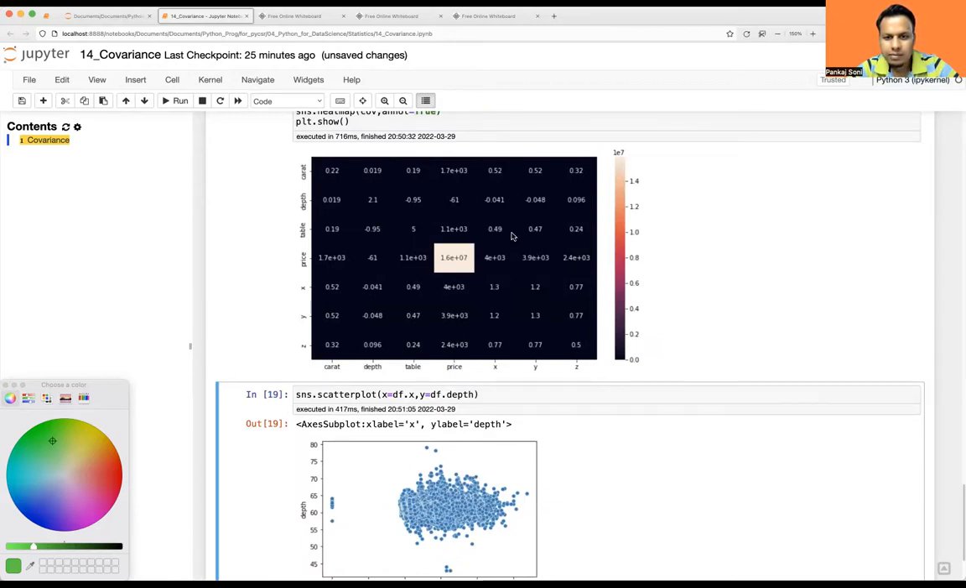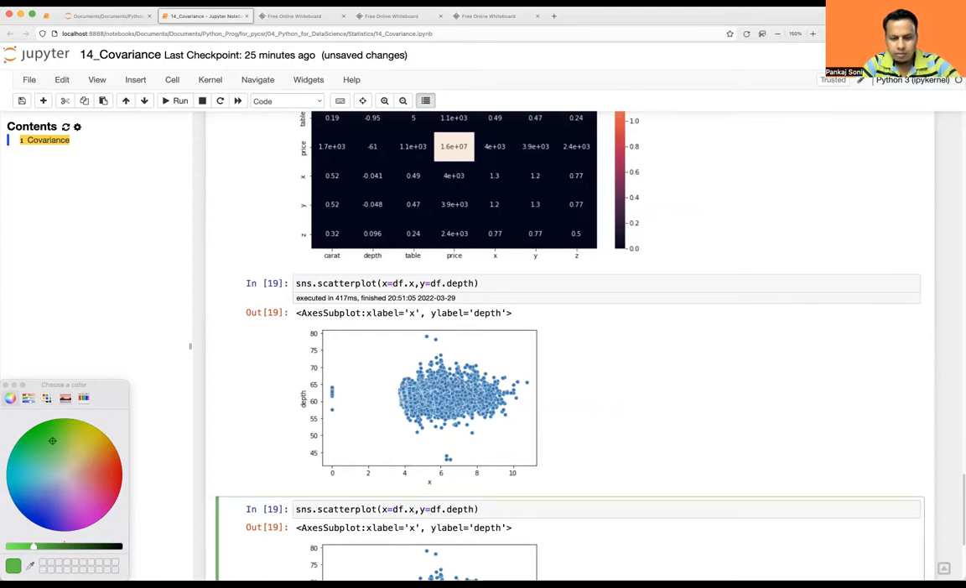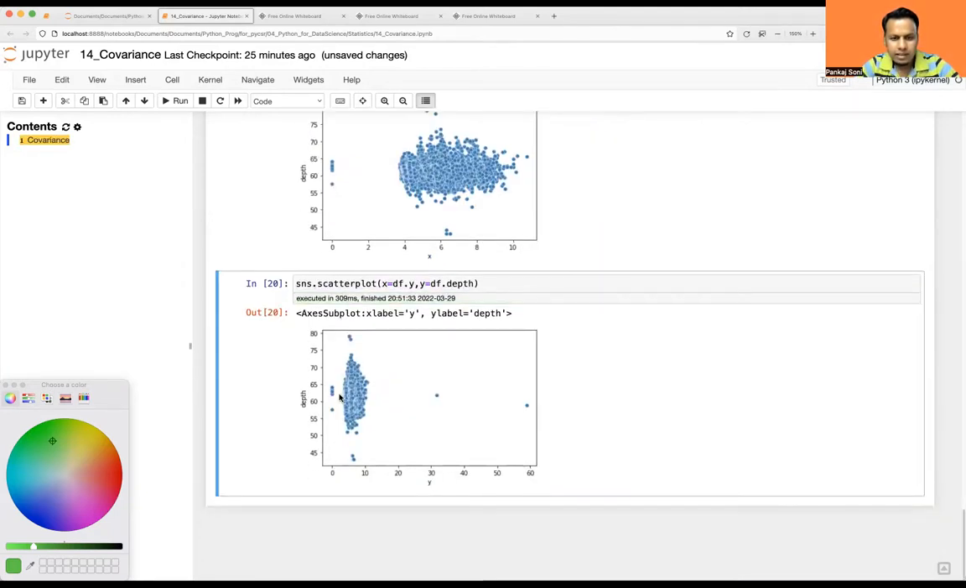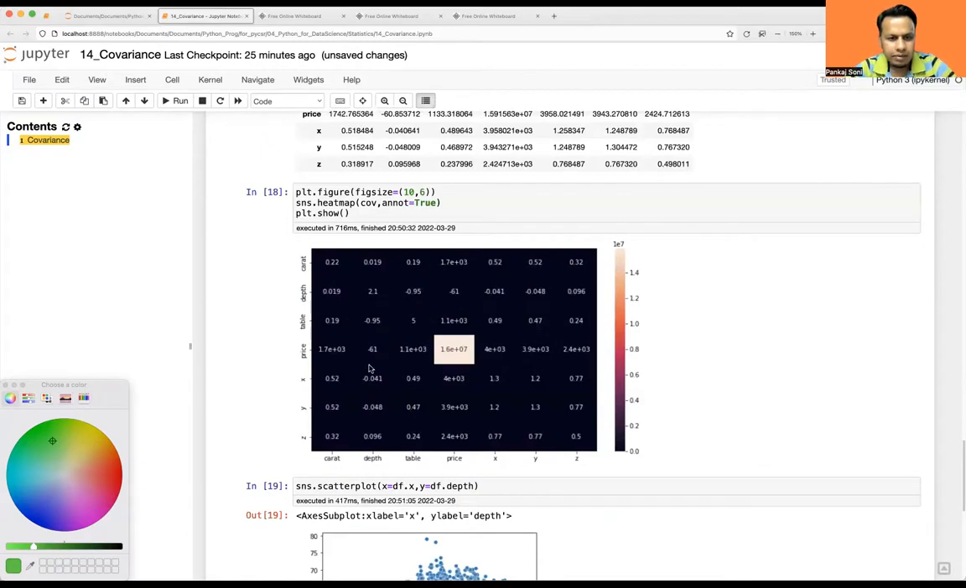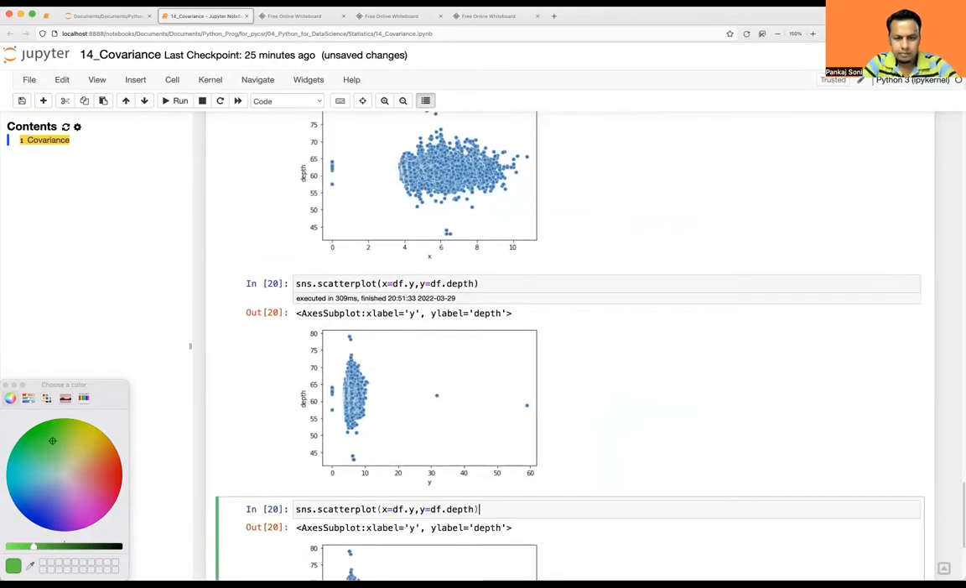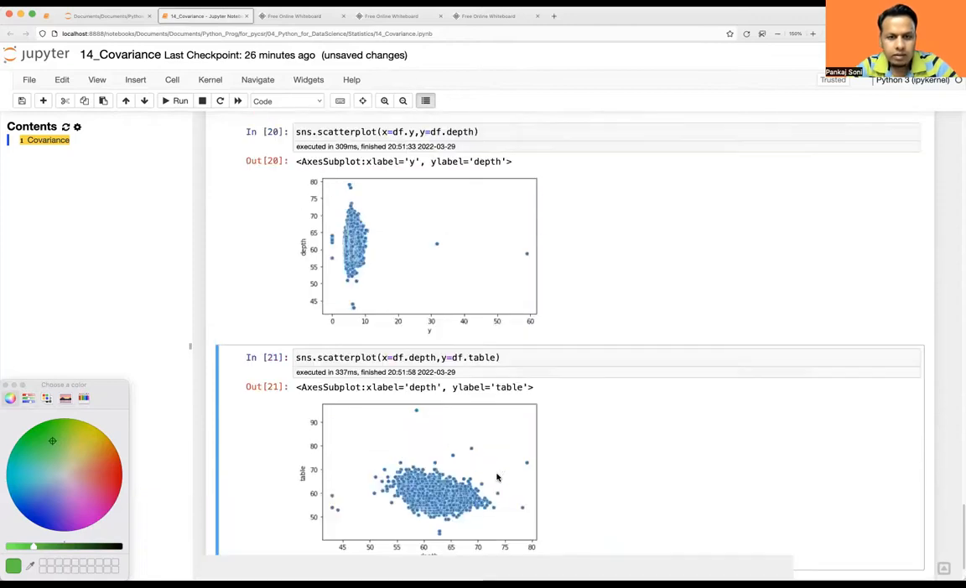I'll take some other value. Wherever you see zero, it will clearly tell you it is not having any relation, right? Let's say depth versus y. If you take y versus depth, you will not see any relation. As y is increasing, your x is also staying very much the same value, constant. Okay, what else can I take? Depth versus table, let's see that. Not much correlated.